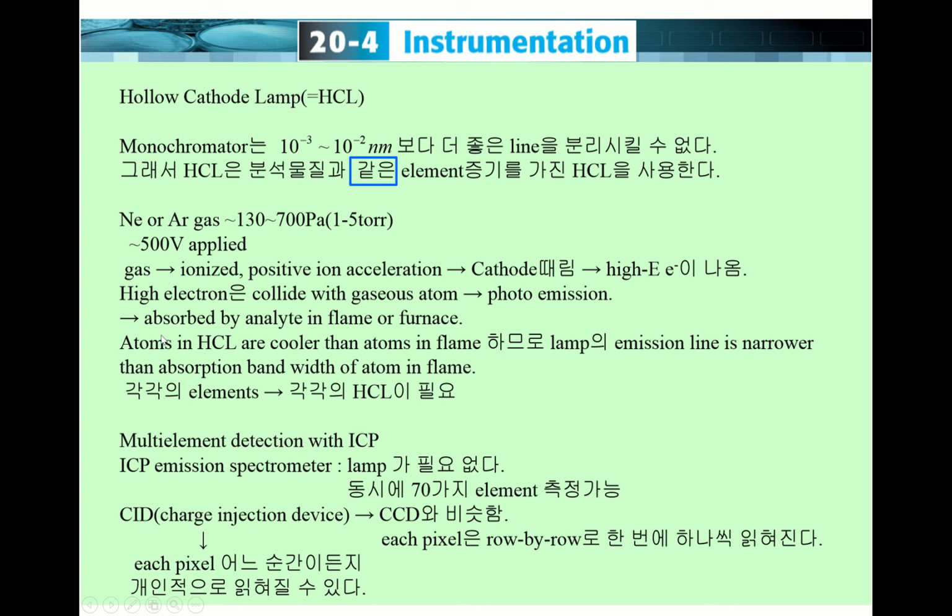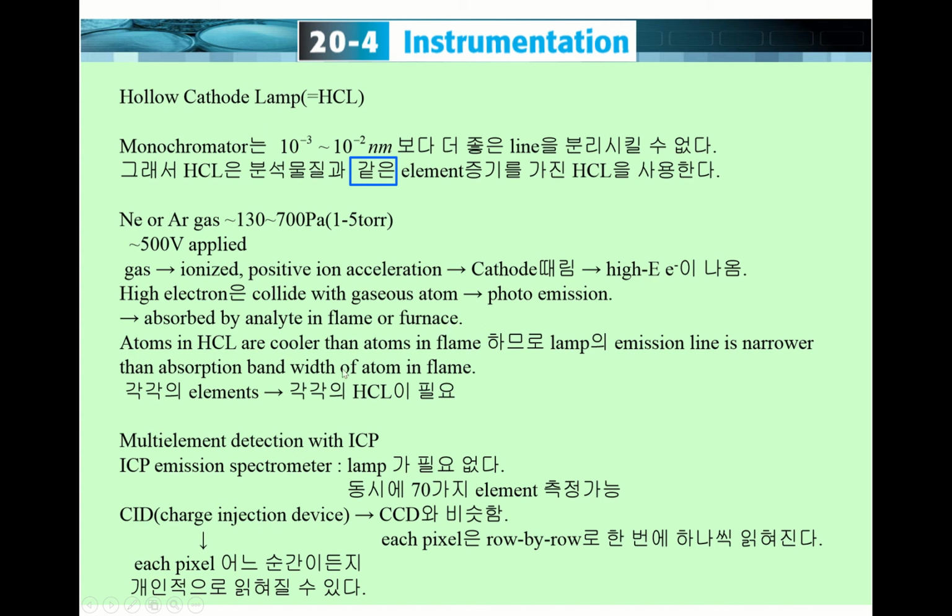This high energy electron collides with gaseous atoms, and photon emission takes place. Then it is absorbed by the analyte in the flame or furnace, which is atomic absorption, not emission. For an emission experiment, you don't need these hollow cathode lamps.